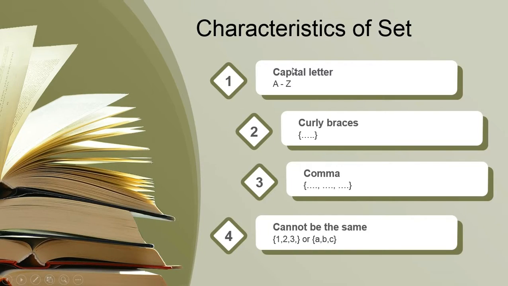A set is usually represented by a capital letter. The members of the set are usually enclosed in curly braces, and each member is separated by a comma. Keep in mind, members of a set cannot be the same.